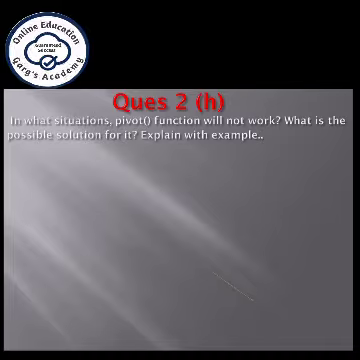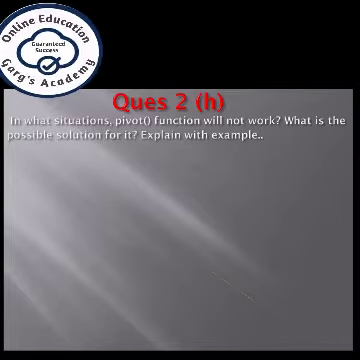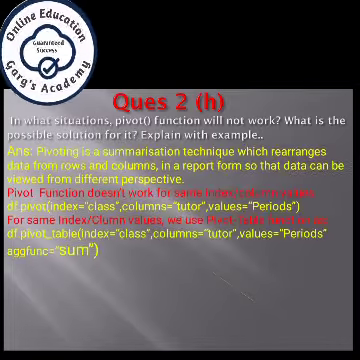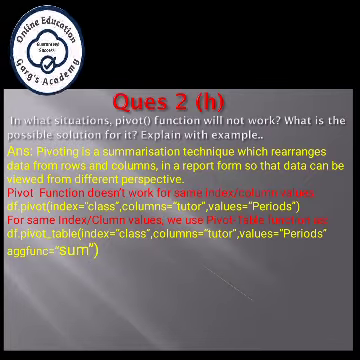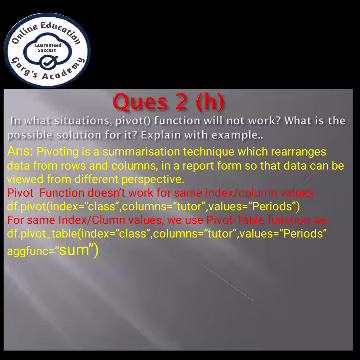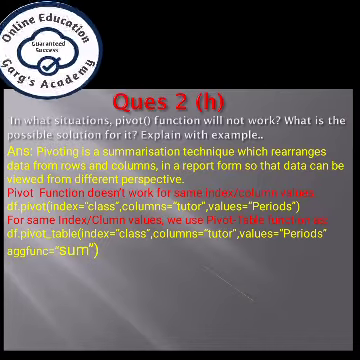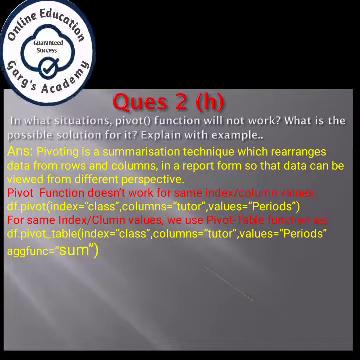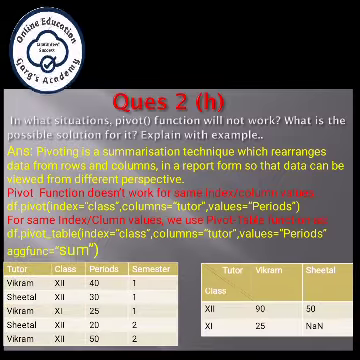Next question. In what situations will the pivot function not work? What is the possible solution for it? Explain with example. Pivoting is a summarization technique which rearranges data from rows and columns in a report form so that data can be viewed from different perspectives. So how different perspectives? Now see.